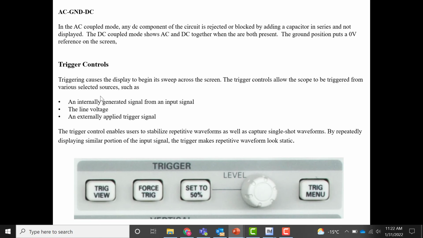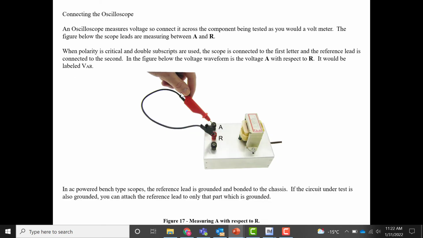Trigger controls, and we can get a pulsating or moving wave across the screen. We can use our trigger controls to help stabilize that repetitive waveform. It basically stops it from moving, so then we can actually take accurate readings on it. Okay, and we'll show all this in lab as well.